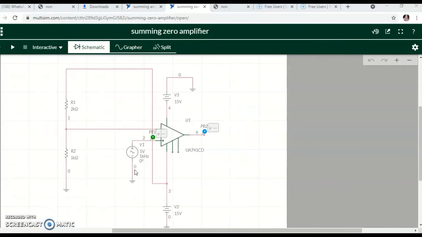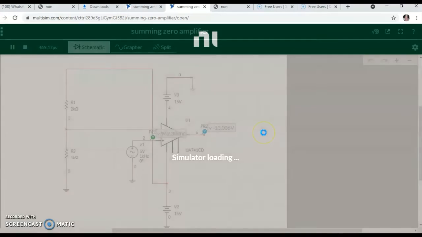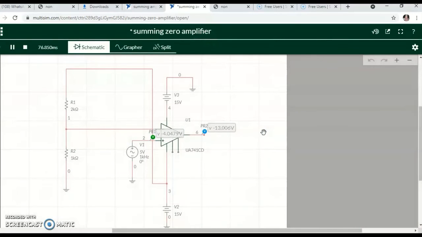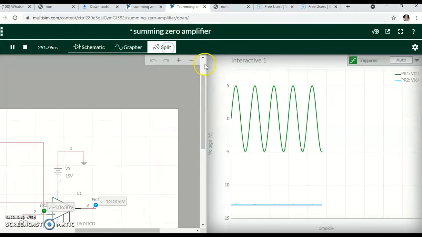So here is the summing zero amplifier. It does not have an RF, but it is connected like a non-zero level amplifier. So when we run, it gets a value like a non-zero amplifier.